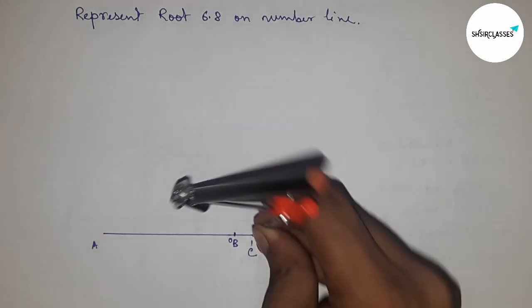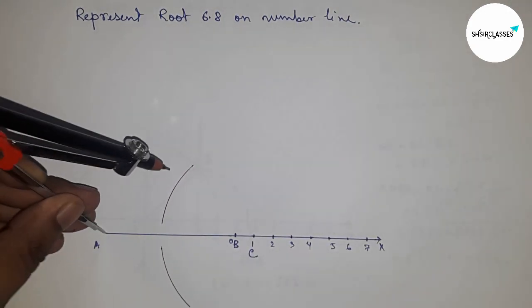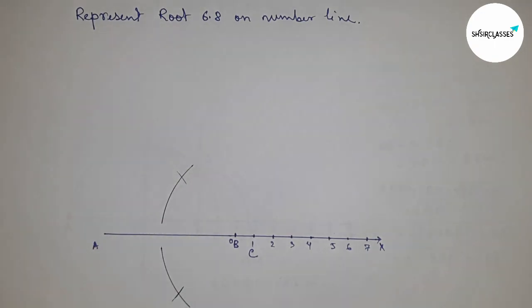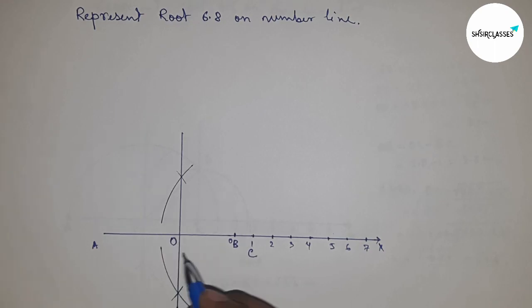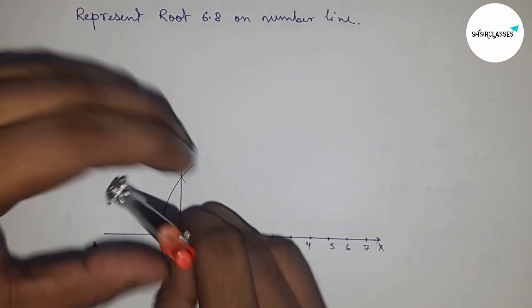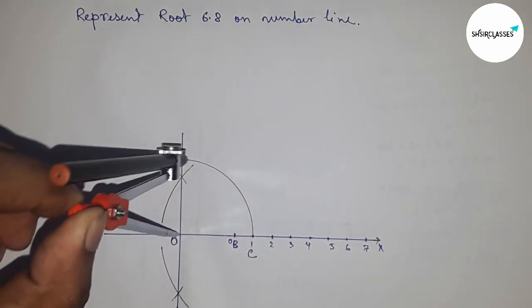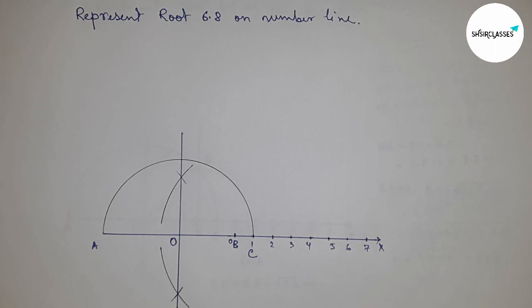Next, having to bisect the line AC, so taking greater than half of AC and drawing an arc this way, so bisecting the line AC. Next, joining this, which bisects at a point O. Next, taking the distance OA and OC and drawing a semicircle through the points A and C.